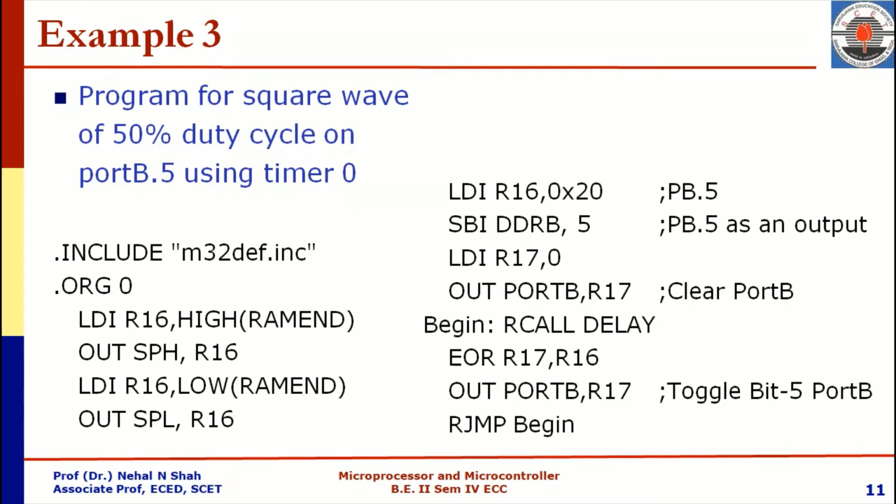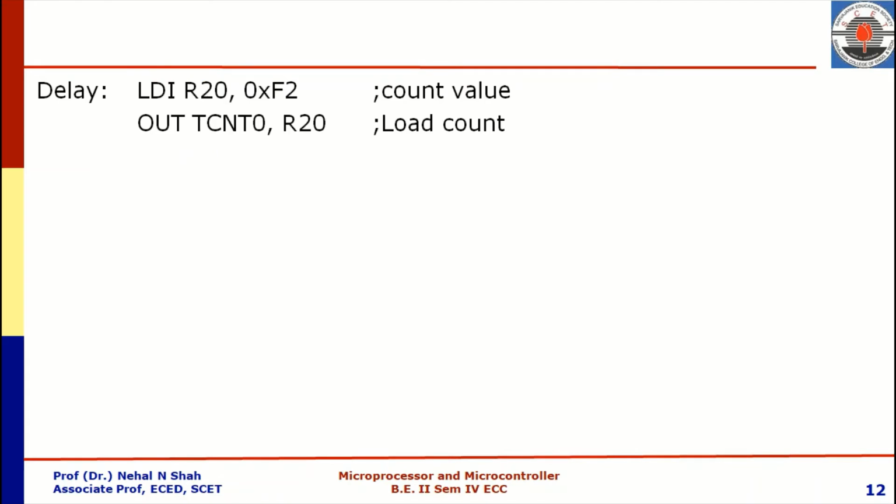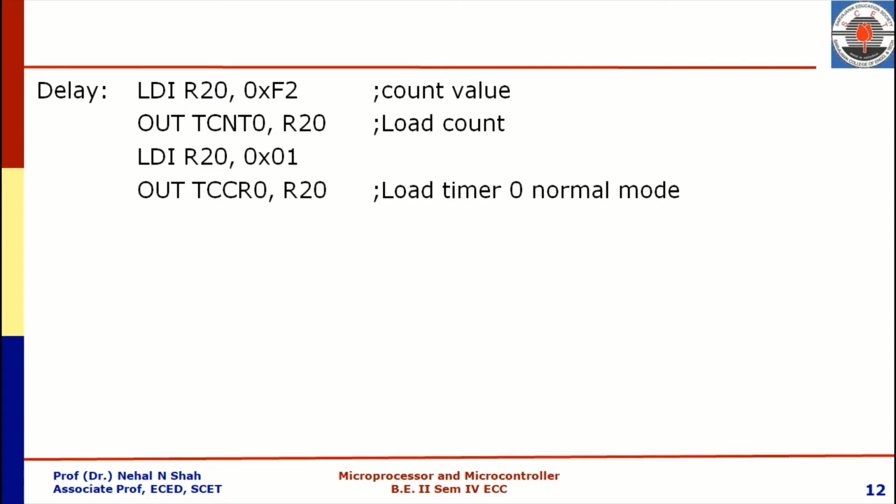Now let us understand what is written in delay subroutine. In delay subroutine, timer 0 is used. So first of all, we need to load count value into TCNT0 register. Over here, F2 is selected as count value, which is loaded into count register. Next step, we need to load TCCR0 register. So in this case, timer 0 is used in normal mode without any prescaler. So we are going to load 01 hex data into TCCR0 register.